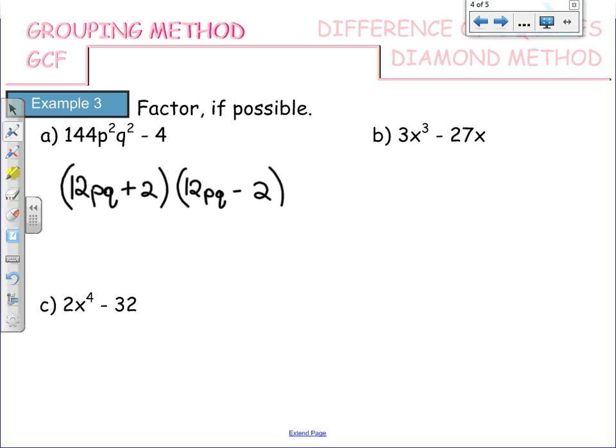Is it a difference of squares? Why not? Matthew, why not? Because you can't take the square root of 3 or x cubed. Taylor, do you have something? Yeah, you can't take the square root of a cube. There we go. First step you always got to do, take out your greatest common factor. That is still your first step.